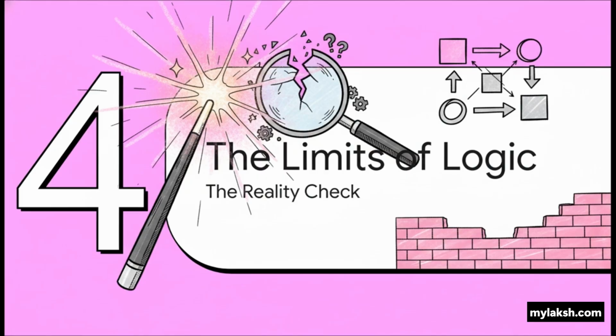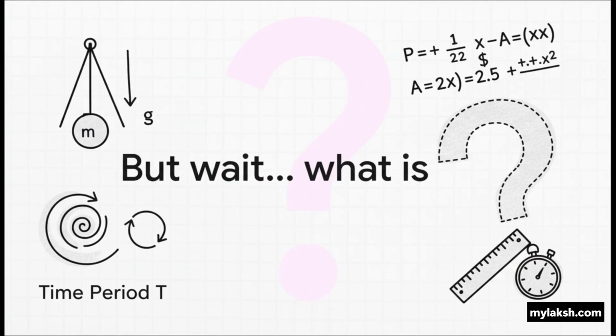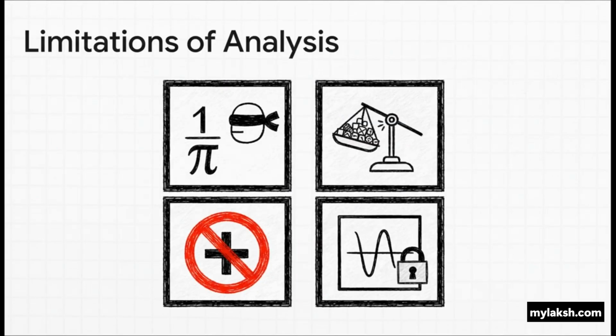Now, as amazing as this tool is, it's not magic. It definitely has some important limitations. It's a sort of reality check that shows us where the pure logic ends and where we have to roll up our sleeves and do some experiments. Remember our awesome pendulum formula? T equals k times the square root of L over g. We figured out almost everything, except for that little k. Our logical derivation gave us this mysterious constant that has no dimensions, but it couldn't tell us what its value is. So what gives?